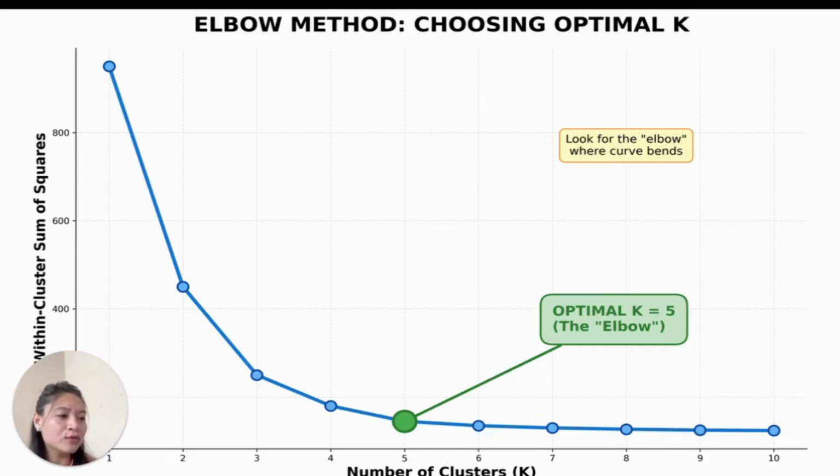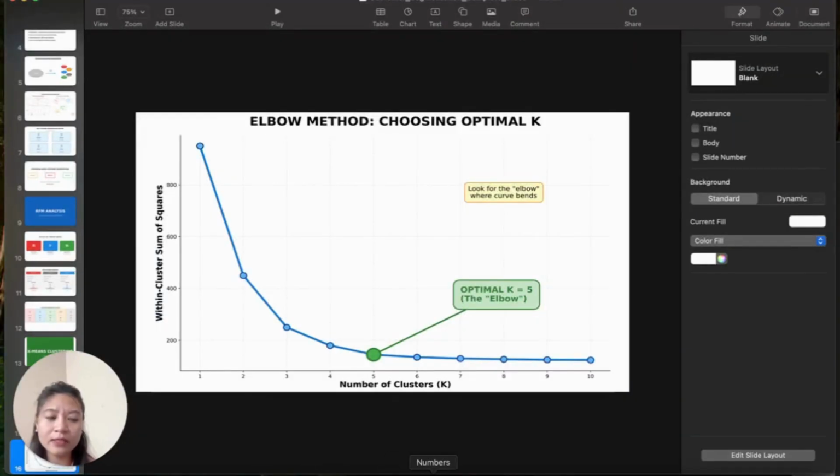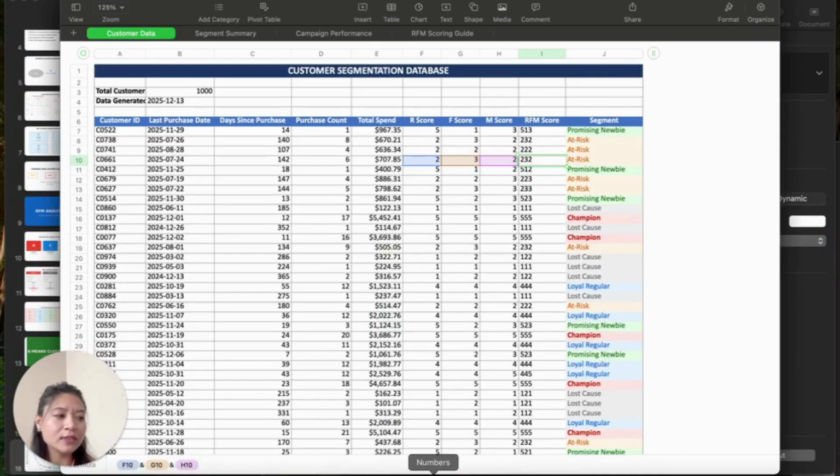All right, let's go through a real example. I have created a data set of 1,000 e-commerce customers with their purchase history. Our data includes the last purchase date, the number of purchases, and the total amount spent, with the customer ID.